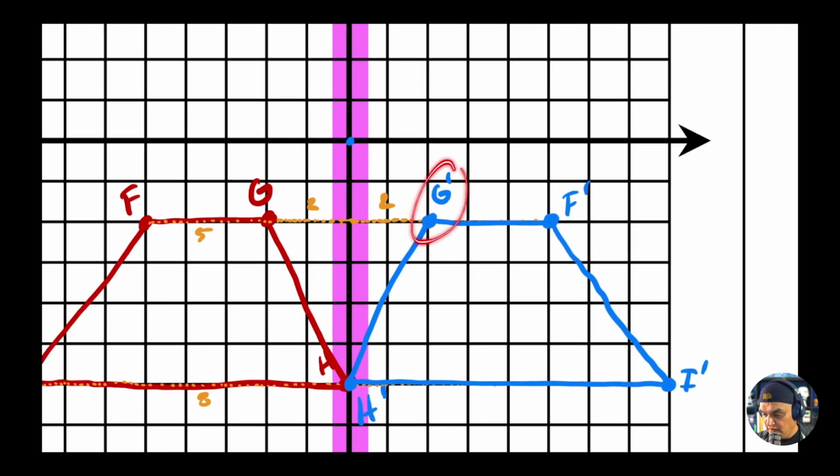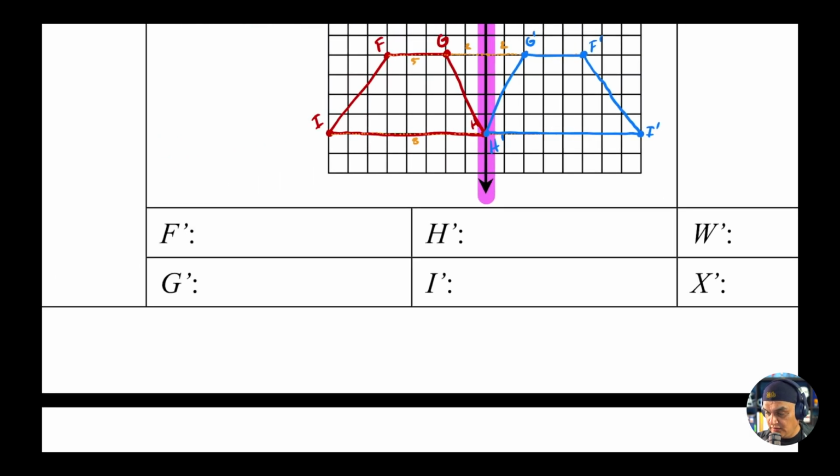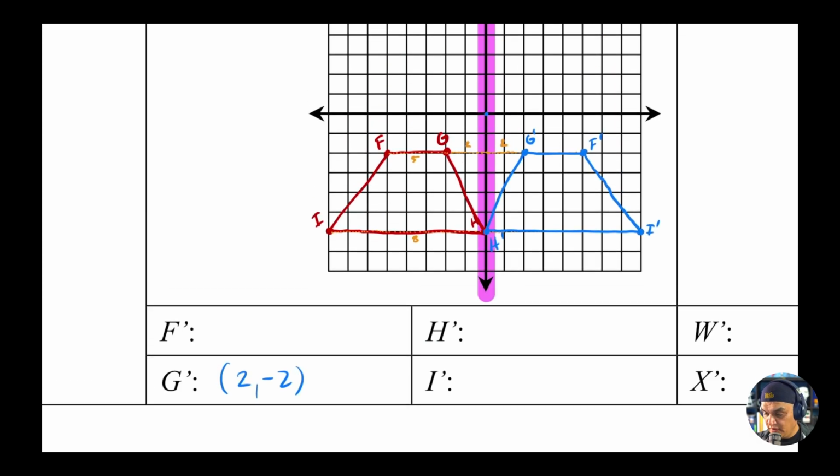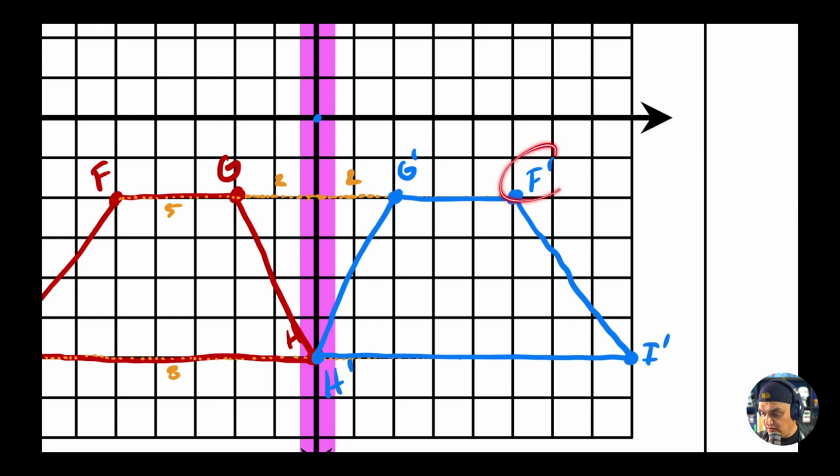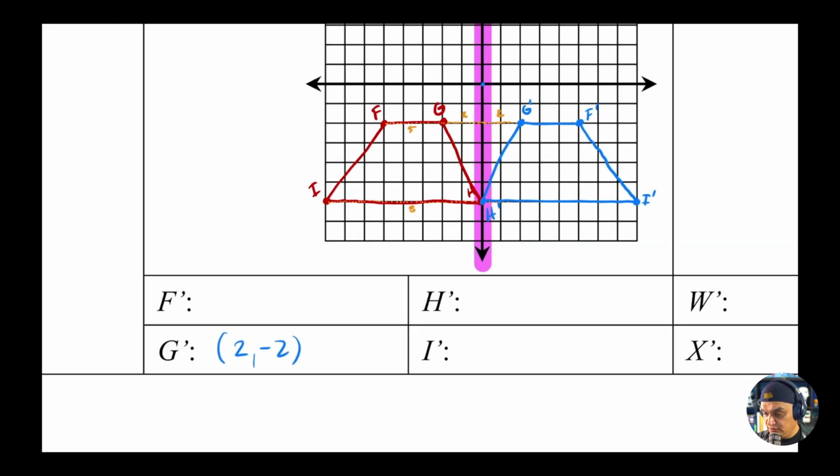So let's start with G prime. So G prime, again, we start here at the origin. When you're getting coordinates, you always start at the origin and figure out how you move. So first we move X. We go forward 2 on the X and then down 2 on the Y. Forward is positive, down is negative. So forward 2, down 2. So it's 2, negative 2 for G prime. 2 on the X, negative 2 on the Y. All right, F prime. F prime is here. So to get to F prime, I have to go 1, 2, 3, 4, 5 forward and 2 down. 5 forward on the X, 2 down on the Y. So that's 5, negative 2.